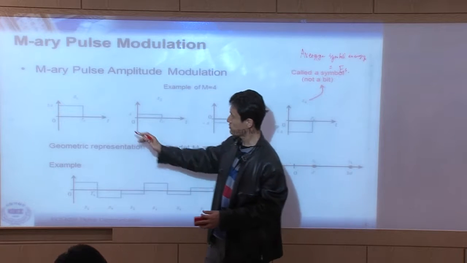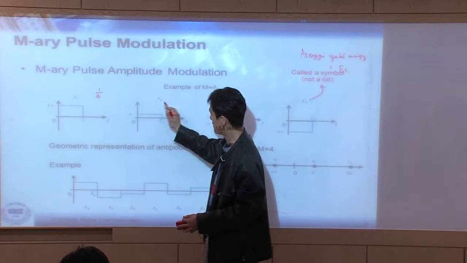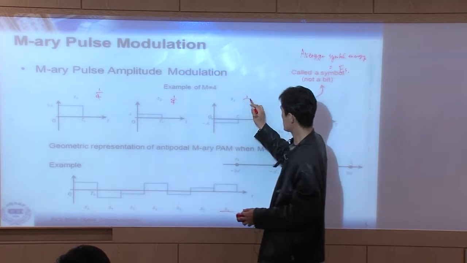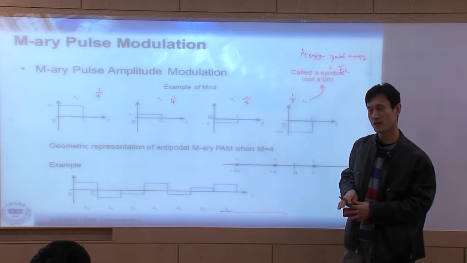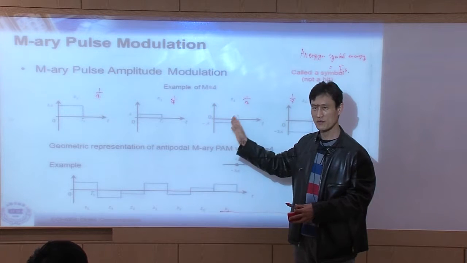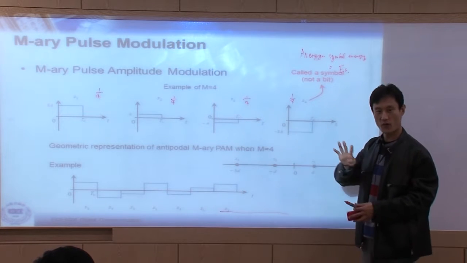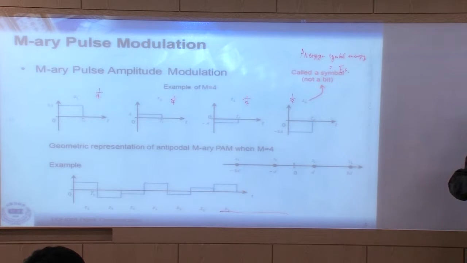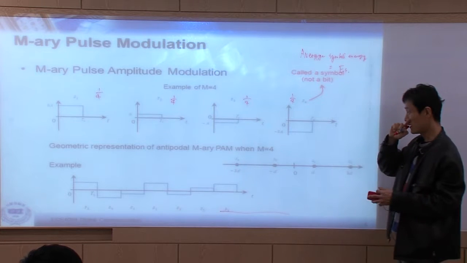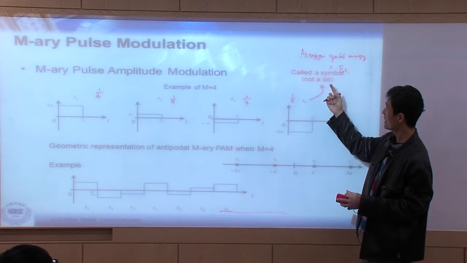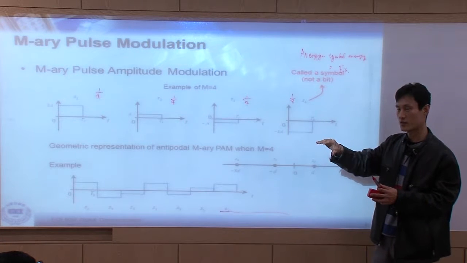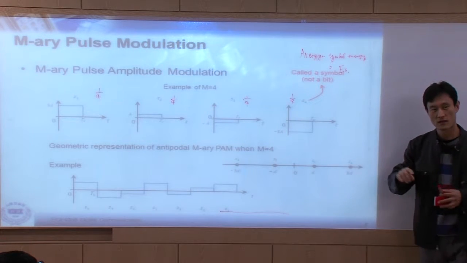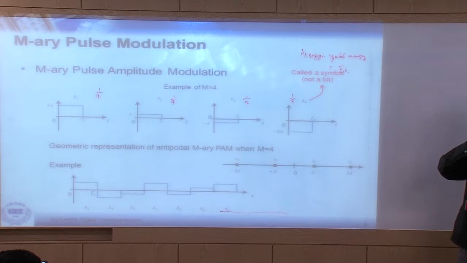But now let's assume that those symbols are transmitted with equal probability: 25% this one, 25% this one. All these four different symbols are transmitted with equal probability. You can now calculate the average symbol energy to be ES. How do you calculate that?